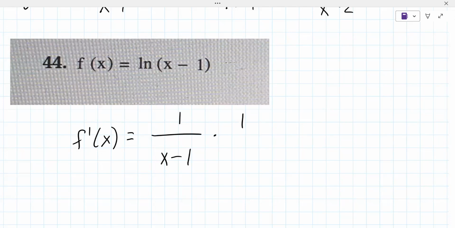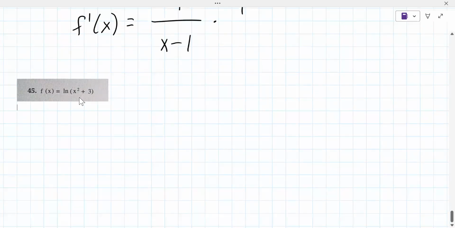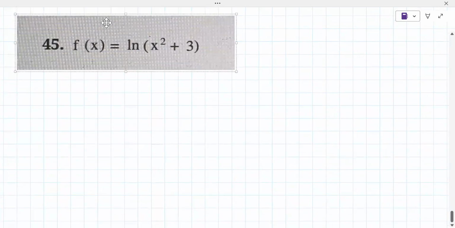All right, so let me have you try on your own here. Again, it's 1 over the inside function times the derivative of the inside function. So why don't you try 45 here on your own? If you have questions, please ask. Two x over x squared plus 3. You got it.